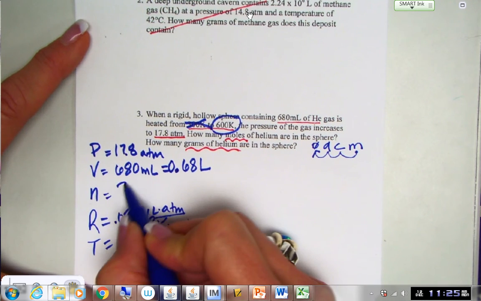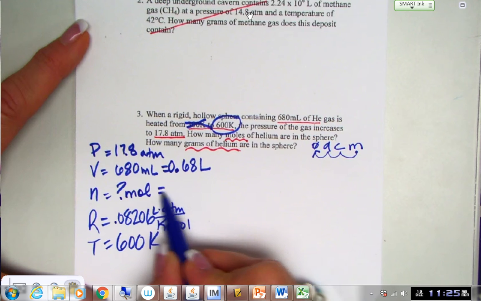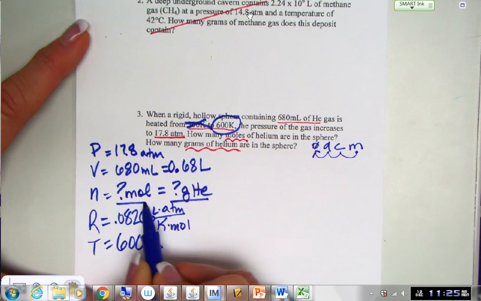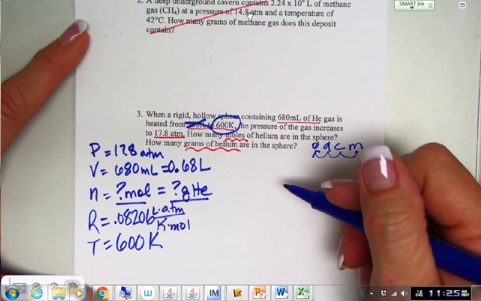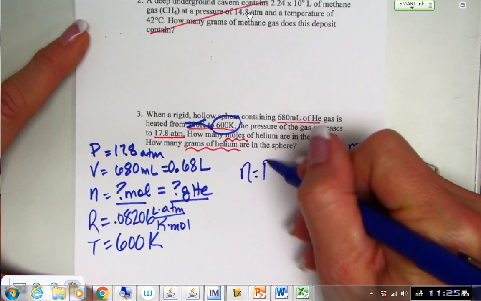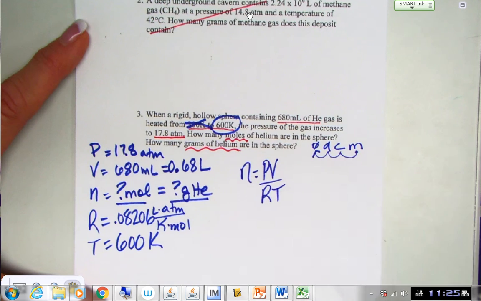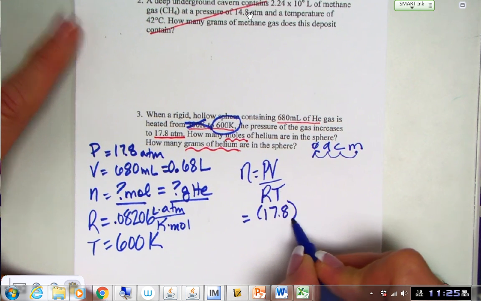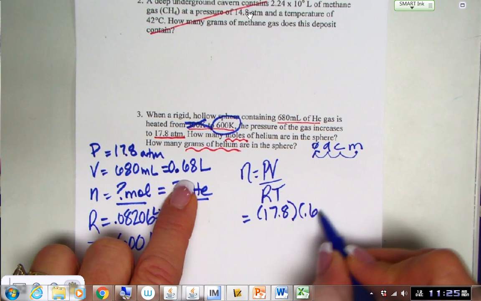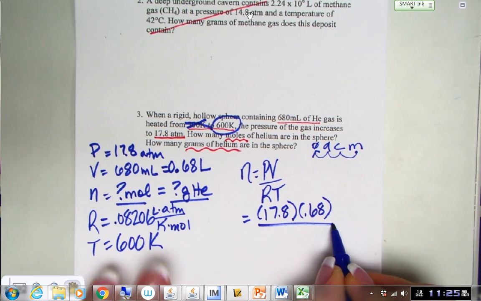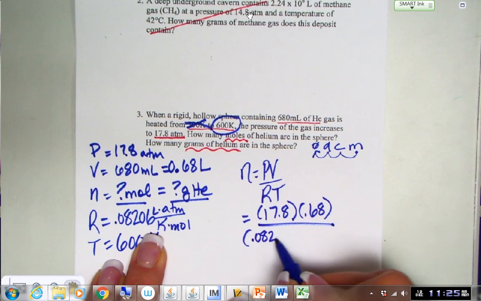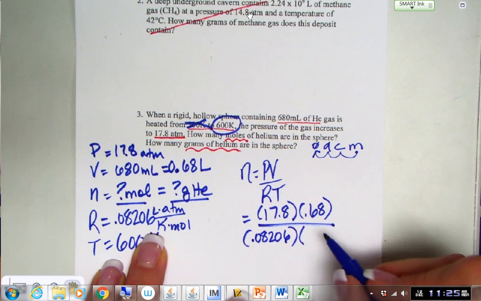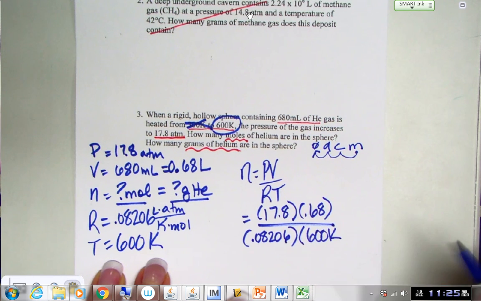So now we're going to find moles. But don't forget, they also want you to go to grams of helium. And there are 2 answers they're wanting here. But we have to first find moles. So again, n is equal to PV divided by RT. All right, the pressure, plug it in, 17.8 atmospheres. The volume, 0.68 liters. R, 0.08206 liter atmosphere per Kelvin mole. And the temperature was 600 Kelvin, and there's no decimal there.